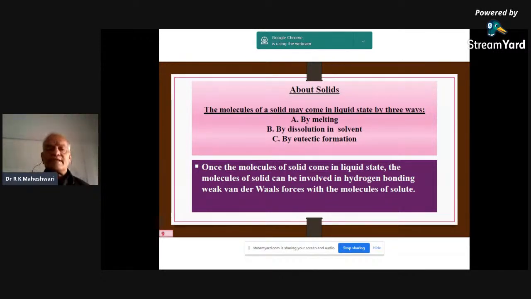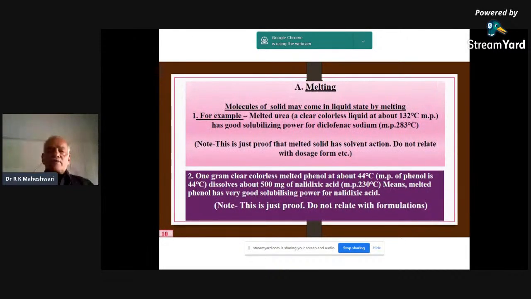Once the molecules of solid come in liquid state, they can be involved in hydrogen bonding and weak van der Waals forces with the molecules of solute. So this we are going to learn later in other slides. A, melting. By melting means the molecules of a solid may come in liquid state by melting.